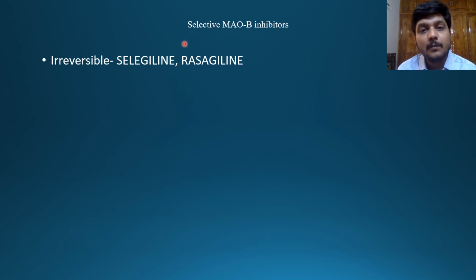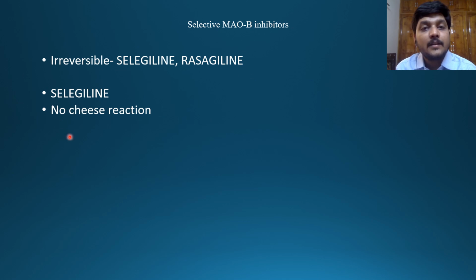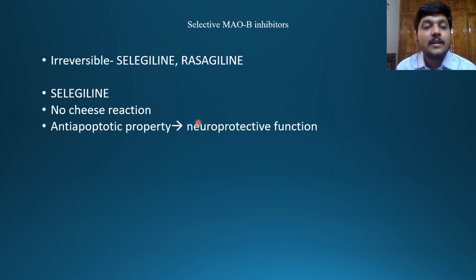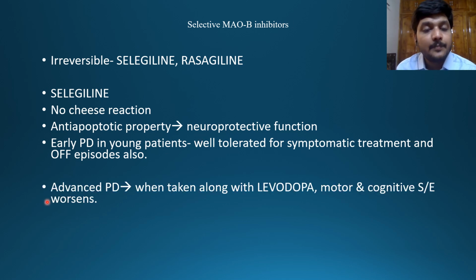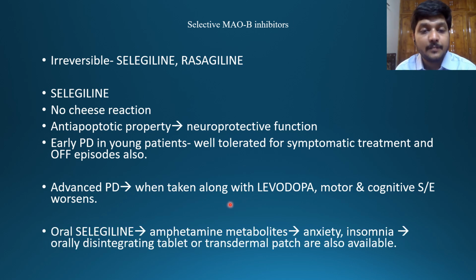Coming to irreversible MAO-B inhibitors, selegiline and rasagiline. Selegiline does not cause cheese reaction. It has some anti-apoptotic property, which is why we believe it has some neuroprotective function. In early Parkinson disease in young patients, it is well tolerated for symptomatic treatment and off episodes also. In advanced Parkinson's disease, when taken along with levodopa, motor features and cognitive side effects seen due to the levodopa combination are more worsened.